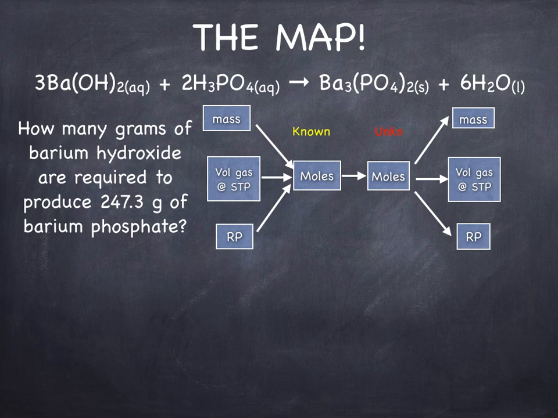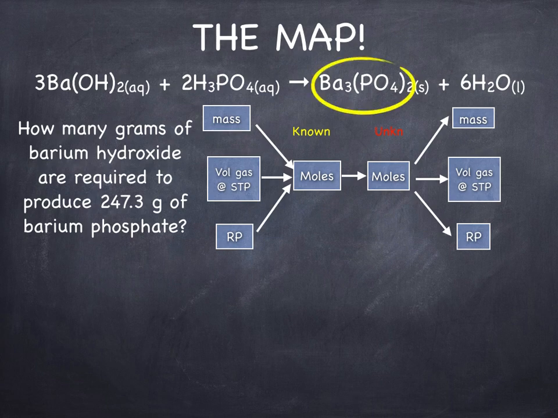Here's our same reaction, the barium hydroxide and the phosphoric acid. How many grams of barium hydroxide are required to produce 247.3 grams of barium phosphate? And so again, you're going to start with your balanced chemical equation, which we already have. And then you're going to identify your knowns and your unknowns.